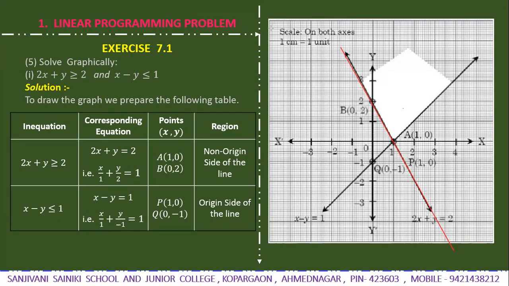Now we have to decide the region, whether this region or this region. So the origin is on one side. So what we will do is put the origin (0, 0) in the equation. 0 plus 0 is 0, and 0 is greater than or equal to 2, which is wrong. This is not true. So (0, 0) doesn't belong to the solution set. So what we get is that the part which lies above this line is the solution set.